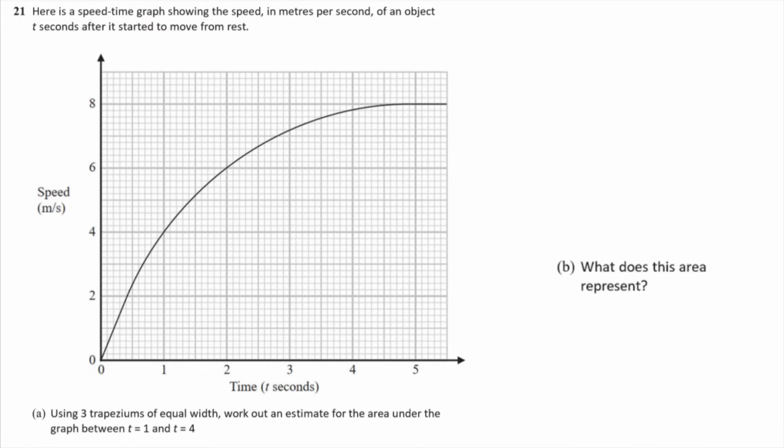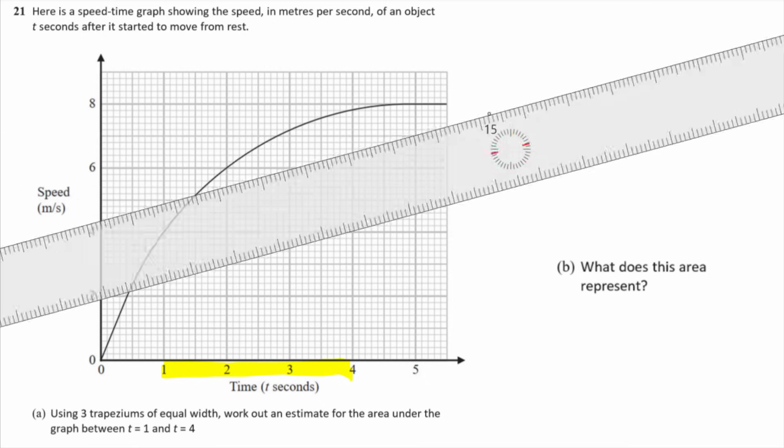Question 21. Here is a speed time graph showing the speed in meters per second of an object t seconds after it started to move from rest. So we've got time along the bottom going from 0 up to 5, and we've got speed in meters per second, topping out at 8 meters per second. Using 3 trapeziums of equal width, find an estimate for the area under the graph between t equals 1 and t equals 4. Okay, so we need to find the area between here and here, don't we? And we need to break it into 3 trapeziums.